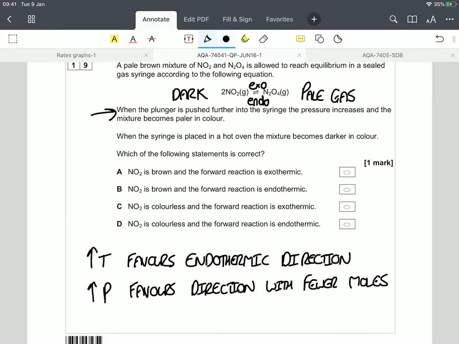So, what we deduced was NO2 is brown, NO2 is brown, N2O4 is colourless, N2O4 is colourless. Those two are useless because we know that the nitrogen dioxide is brown now. We figured that out. Then the forward reaction is exothermic, tick, there we go. Because the forward reaction is not endothermic, it's the reverse reaction that's endothermic. That was another thing that we figured out, so B is also incorrect.